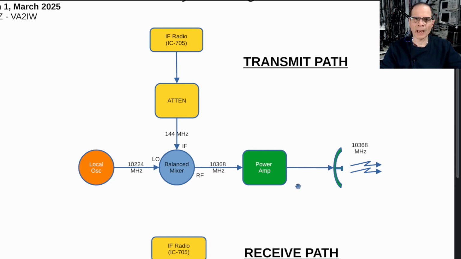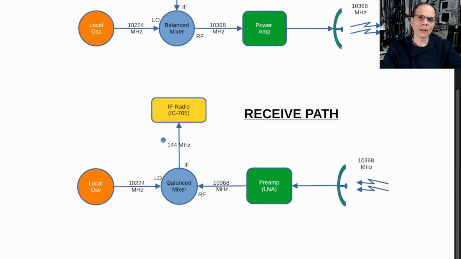So this is the transmit path, and obviously the receive path is very similar, except that we receive a signal at 10.368. It has to be boosted up with a low noise amplifier, or receive preamp if you like, before being sent into our balanced mixer. The balanced mixer will, with the addition of our local oscillator still at 10.224 gigahertz, produce a 144 megahertz IF signal. It's a receive signal, so it's quite low, and that's sent down the tower to the shack into the IF radio, the IC705. So that's really a high level.